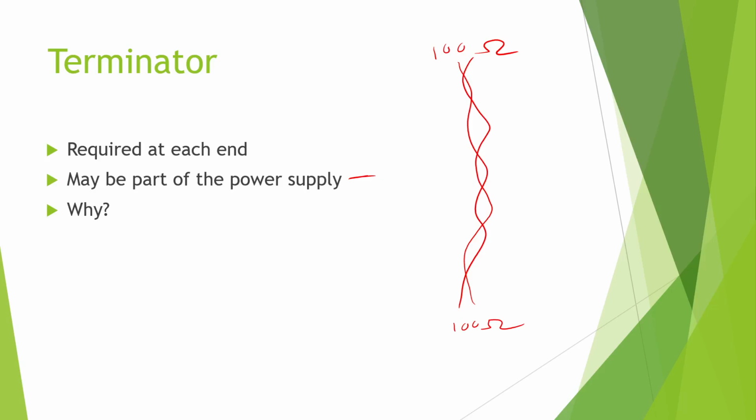Well, if the resistors are there, and so like my network's not acting correct. Just replace the power supply. Okay, how are we going to check this?